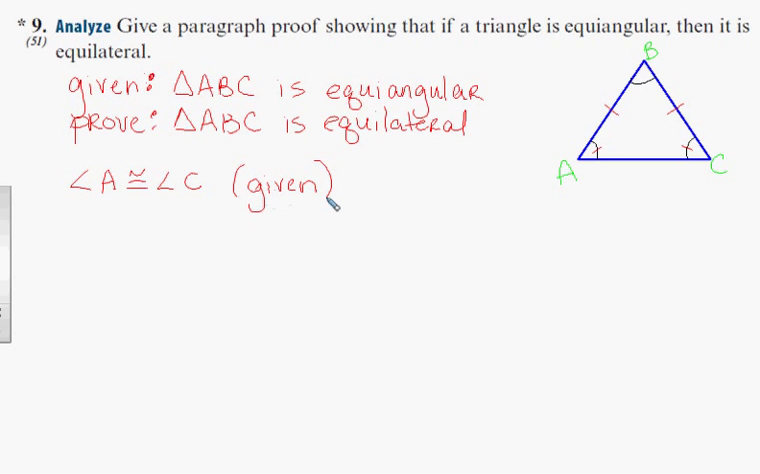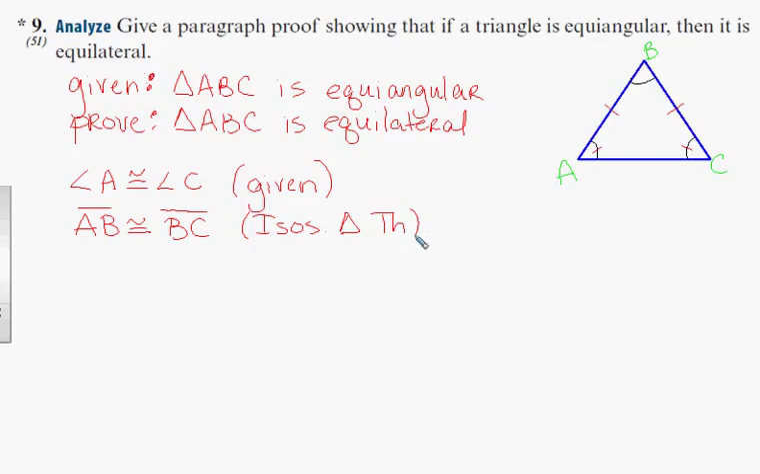Next, I'm going to state that side AB is congruent to side BC by the isosceles triangle theorem. And I've marked that on the sketch. You should as well. Now we're going to switch gears a little bit.